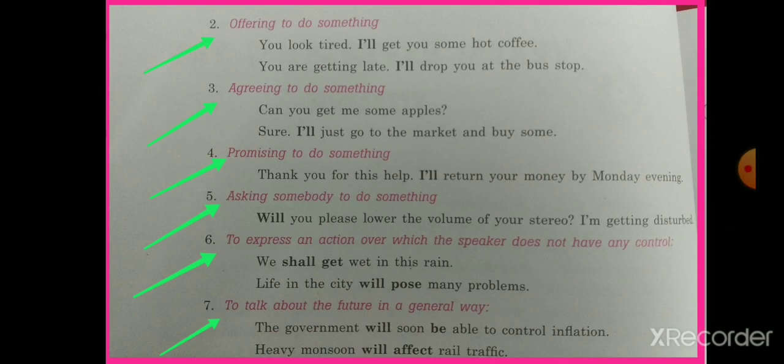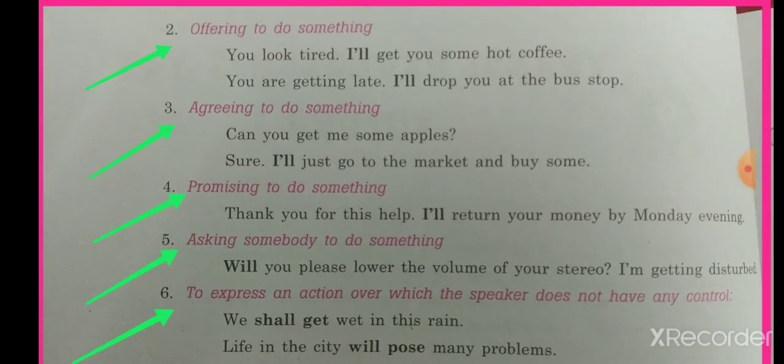Next use of will or shall is offering to do something. Means if you are offering something to anyone, then you can use will or shall to express future tense. Like, you look tired. I will get you some hot coffee. So here you are offering coffee to someone who is feeling tired. So to offer such a thing, you can use will or shall.